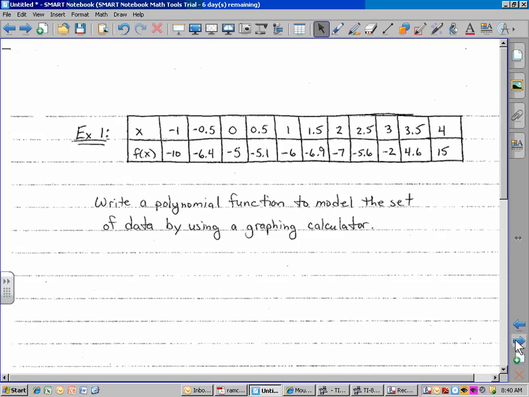Now, what we'd like to do here is we're going to write a polynomial function to model the set of data by using a graphing calculator. So we're going to come up with an equation. That's all we need to do here. So we have to use a graphing calculator.